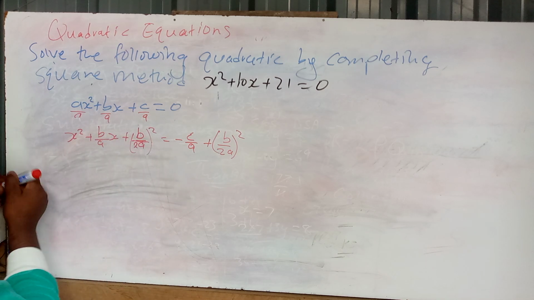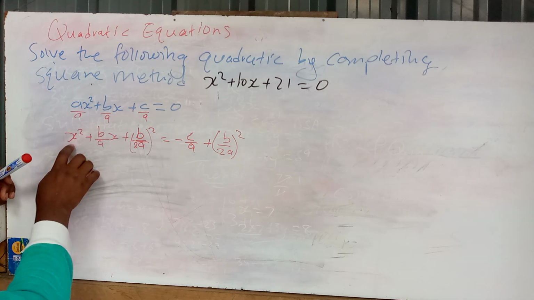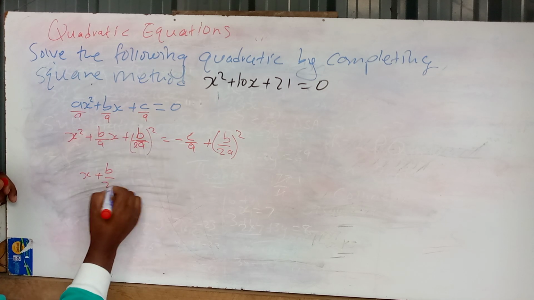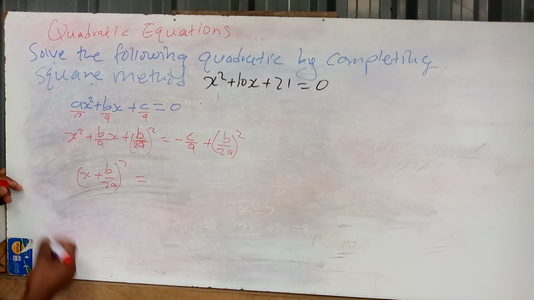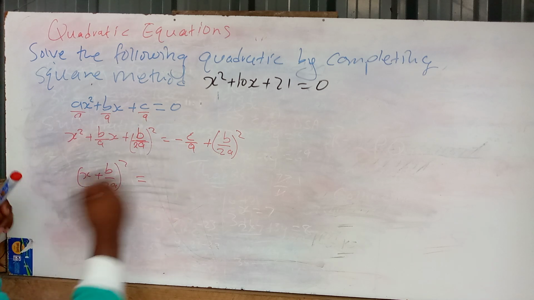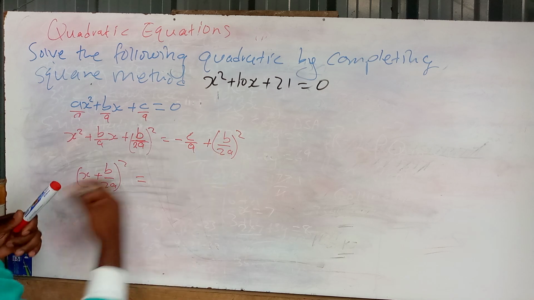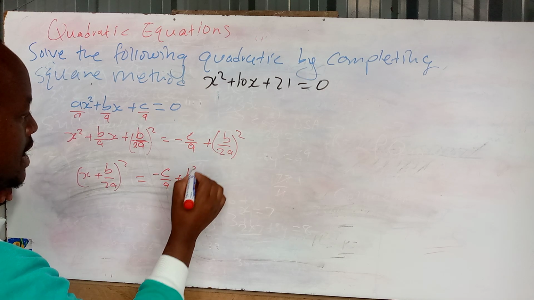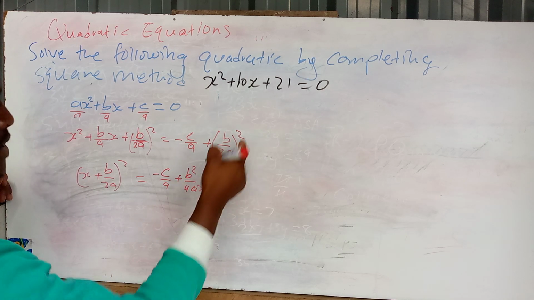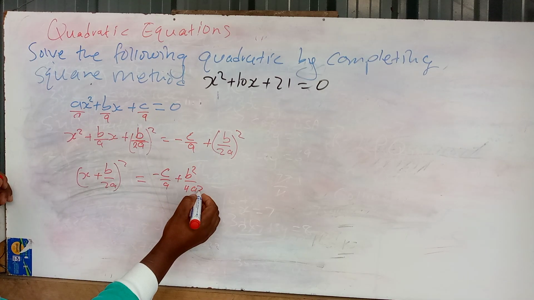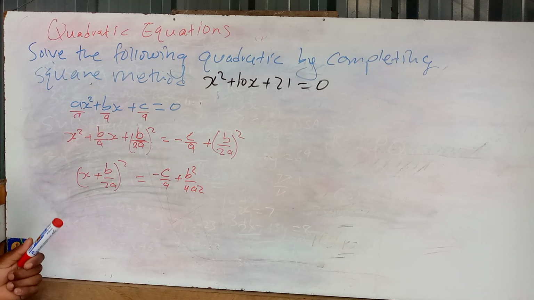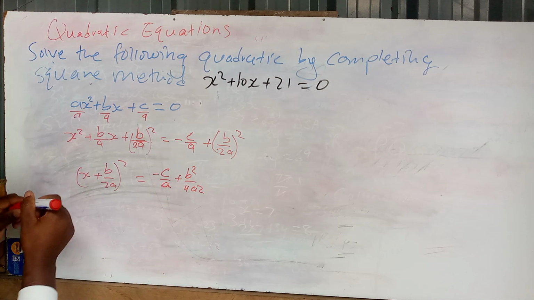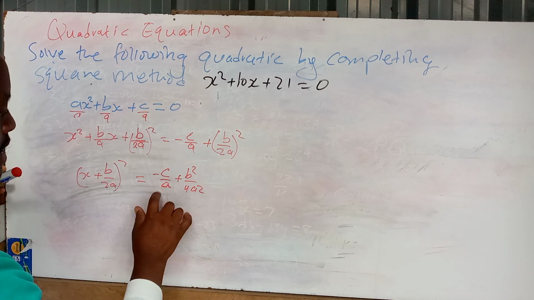be getting 0. Now, this expression is normally given as x plus b over 2a, then squared, which will be the same as what we are having here. And what we are having here is just minus c over a plus b squared over 4a squared. Remember, we have now squared so that we may have such kind of a figure.